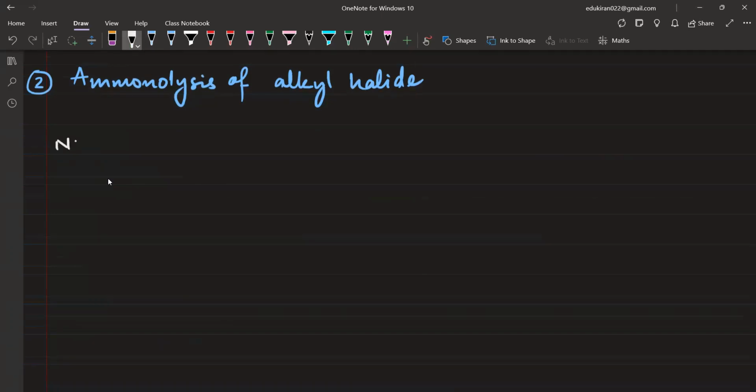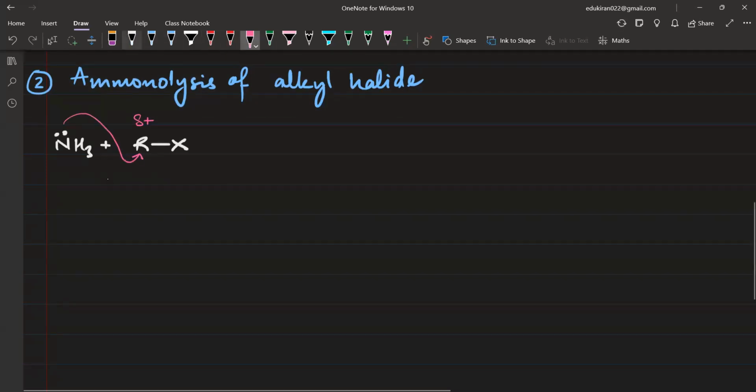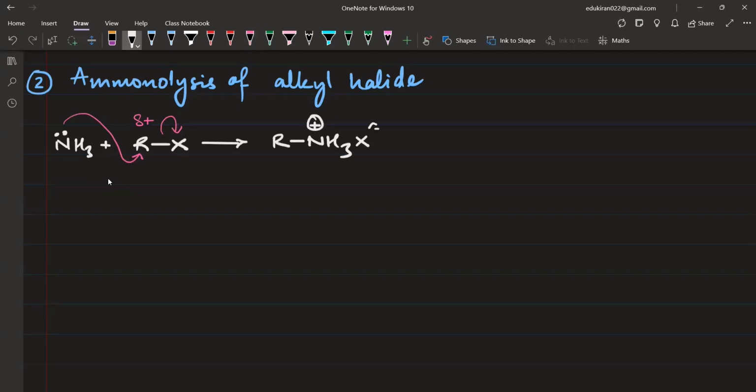So we have ammonia plus RX. Now, since halogen is more electronegative, it is going to pull the electrons, and this carbon atom will get delta positive charge. The nitrogen atom has a lone pair of electrons. So this lone pair on the nitrogen atom can attack the alkyl group like this. As soon as it attacks, the halogen atom will leave because carbon cannot make more than 4 bonds. And we will get R attached with NH3, with a positive charge on NH3 and X negative.